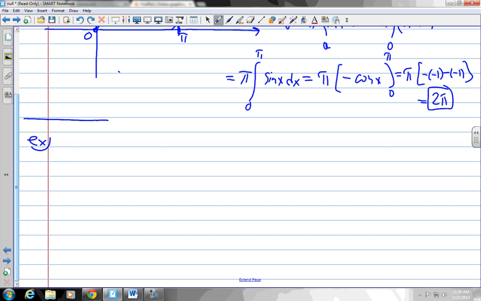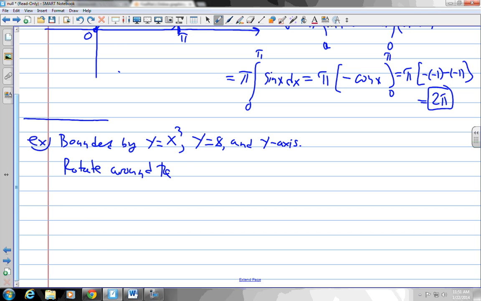Here's another one. Region bounded by y equals x cubed and y equals 8. So the region bounded by x cubed, 8, and the y-axis. And we will rotate it around the y-axis.